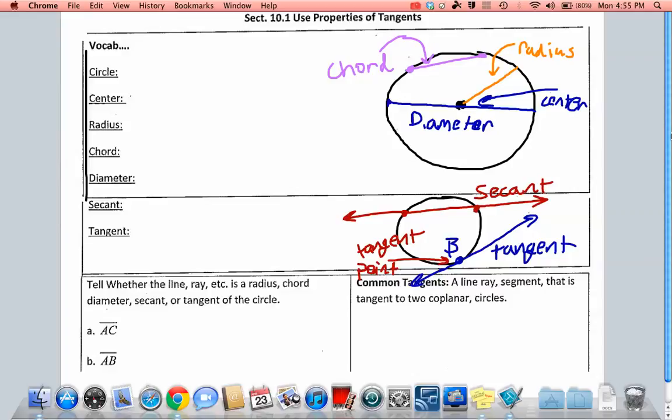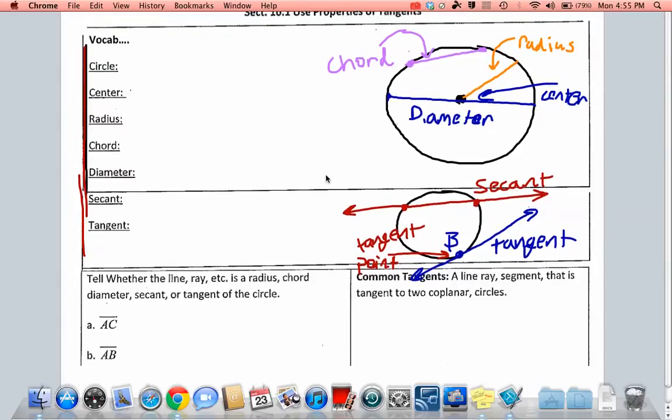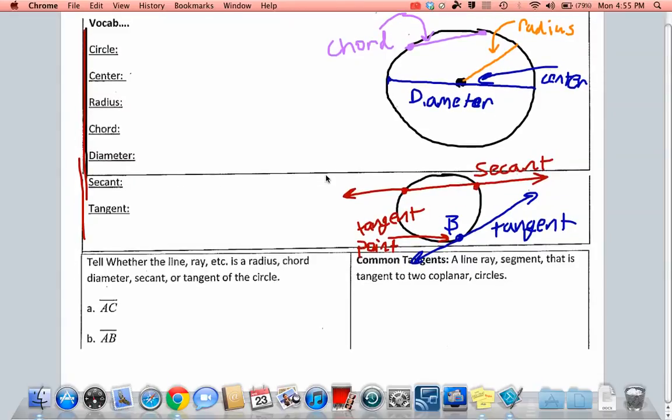You've got to get the vocab down if you want to do well in this section. So look up the vocab words and everything over here to the left. Get those definitions in there and see how they match up with the circle over to the right. Alright, let's move down the page here.